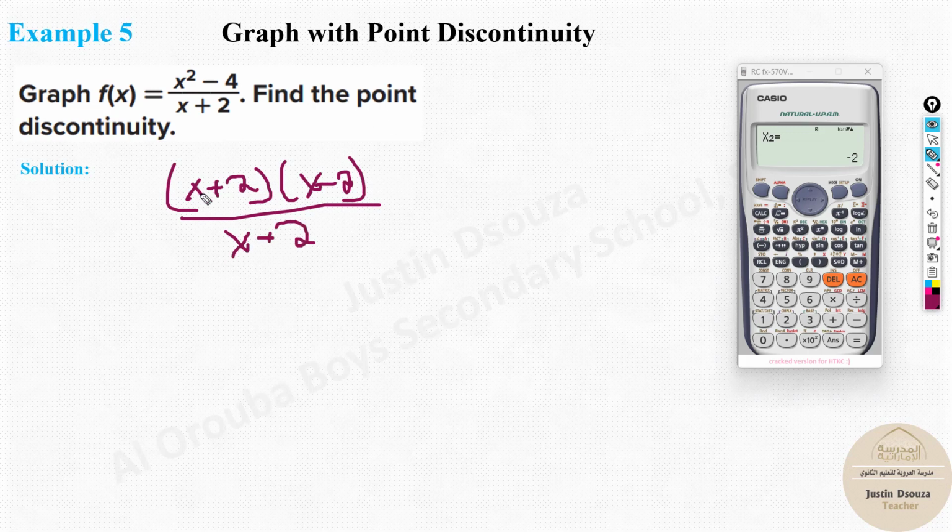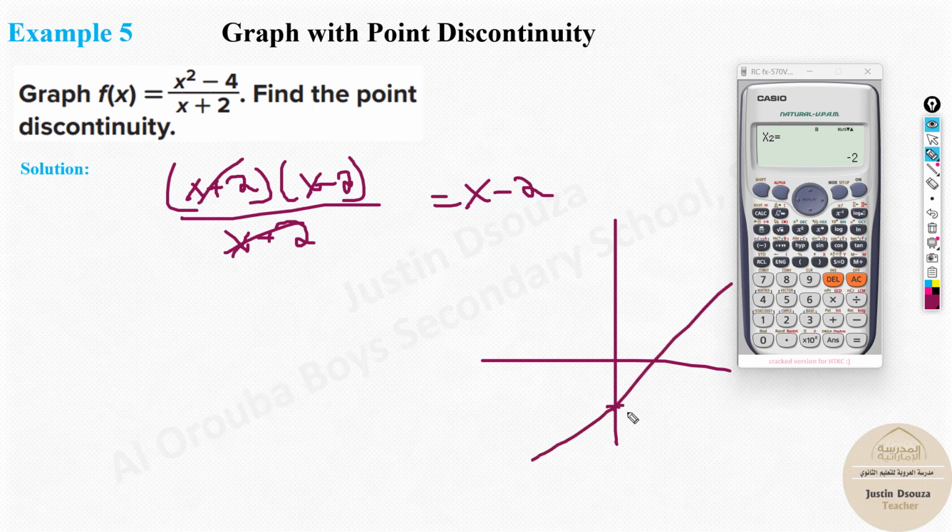In the previous oblique asymptote, this was not the case. You could not factor it out. Here you can, so cancel these two terms. You are remaining with x minus 2. So graphing x minus 2 is so easy. Wherever it's minus 2, draw a straight line like this, a 45-degree line, where the slope is 1.